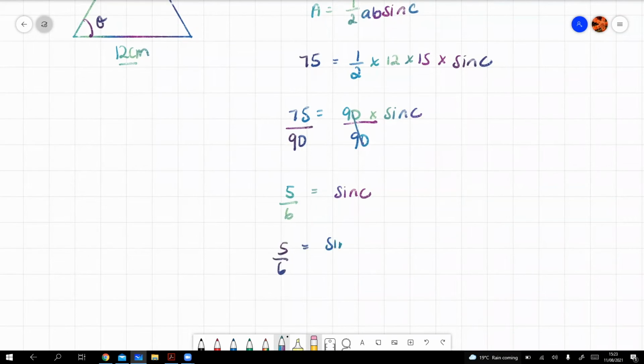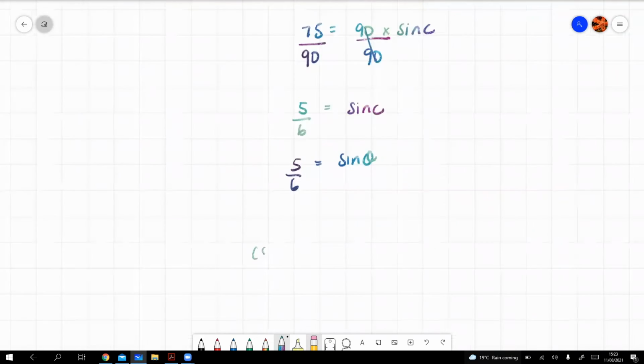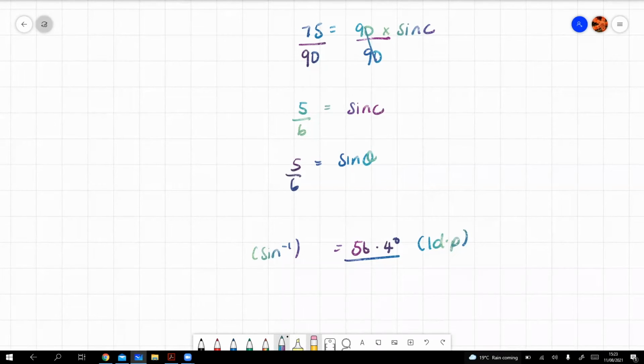5/6 equals sine theta, because the angle is theta. I have to do sine minus 1. So on my calculator, I'm going to do sine minus 1 of 5 divided by 6. Oh, and I end up with 56.4 degrees, and that's just to 1 decimal place. Okay, there we are, nice and simple and straightforward.